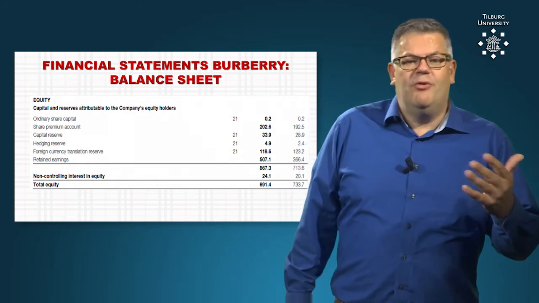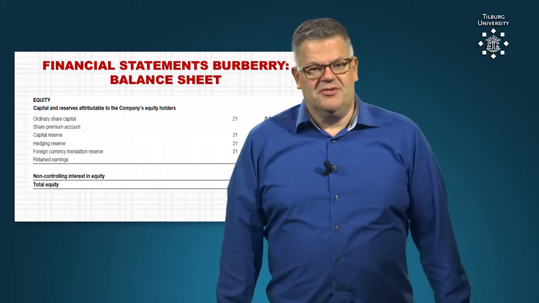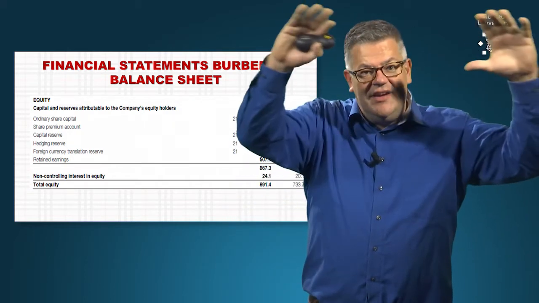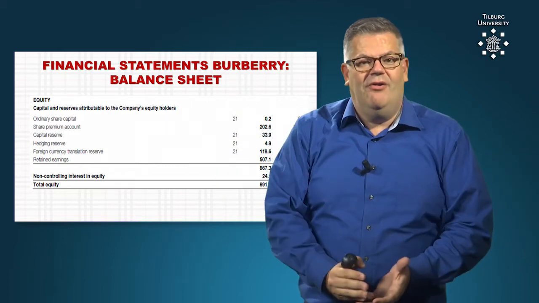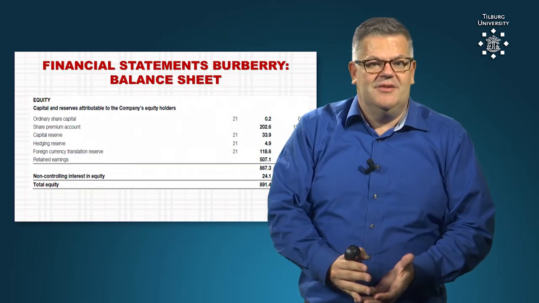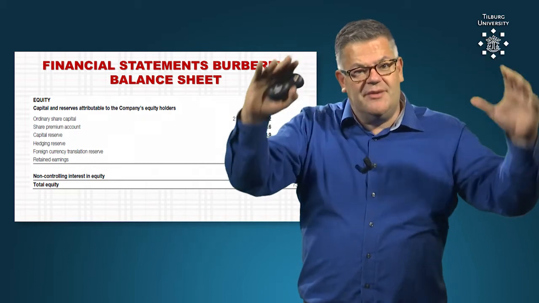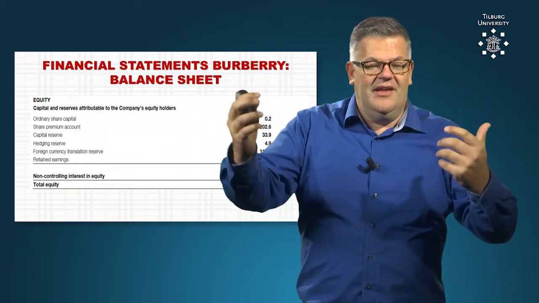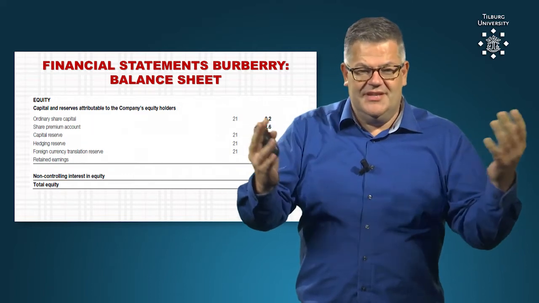It's 24.1. What does it mean? Non-controlling means this is not only Burberry, but this is the consolidated balance sheet of Burberry and all of its other economic entities. The Burberry Group is seen as an economic entity, and they consolidate the assets and the liabilities of other companies. That's good.